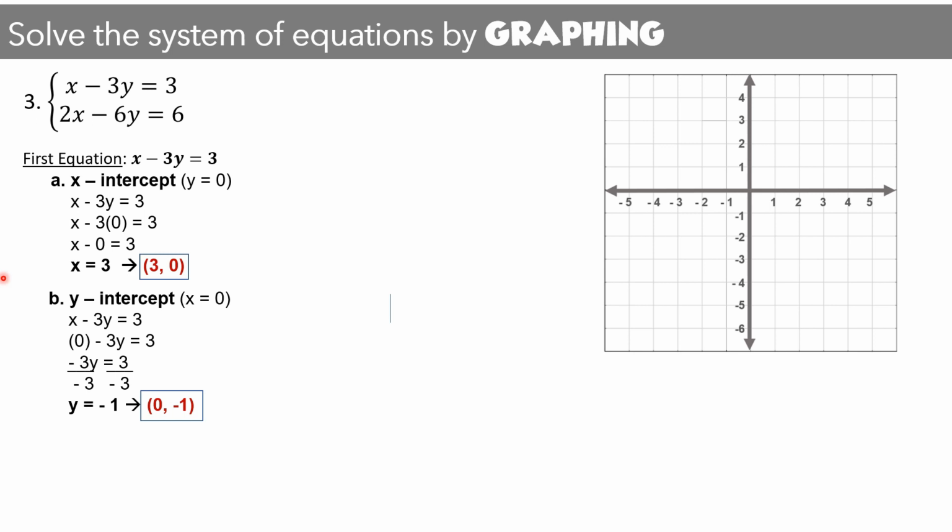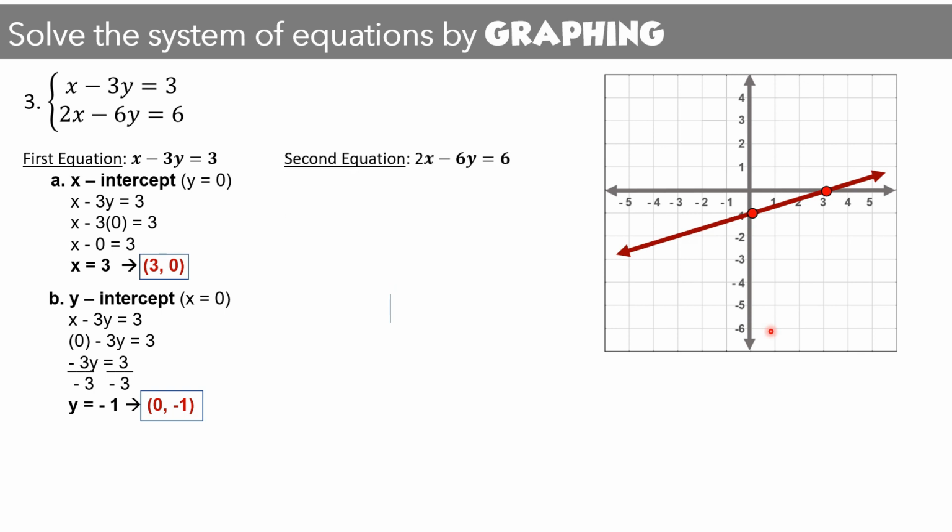Now, let us graph. For the first equation, we have x-intercept, which is equal to 3. So, let's look for 3 here in the x-axis, and we have it here. Then, for y-intercept, we have -1. Y-intercept, you have to look at the y-axis. So, we have -1 here. Okay. And let's draw a line.